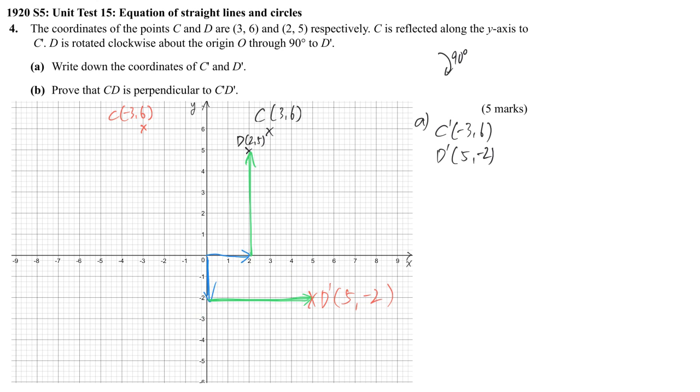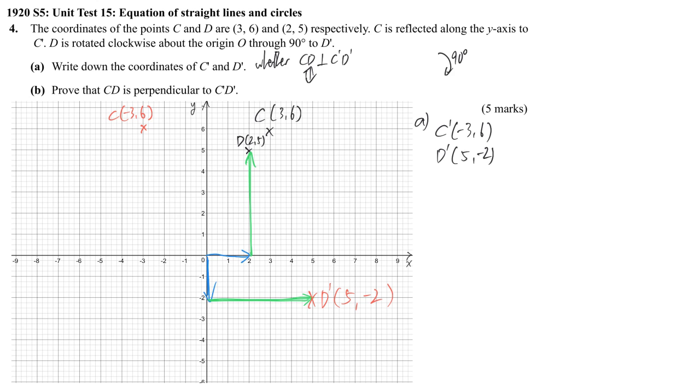Since this question is not that difficult, I suggest you spend longer time to double check whether you made any careless mistake. And also part B relies on this. We are going to prove whether CD, that means connect this line and also connect these 2 red points, are they perpendicular to each other. They ask you whether CD is perpendicular to C prime D prime.